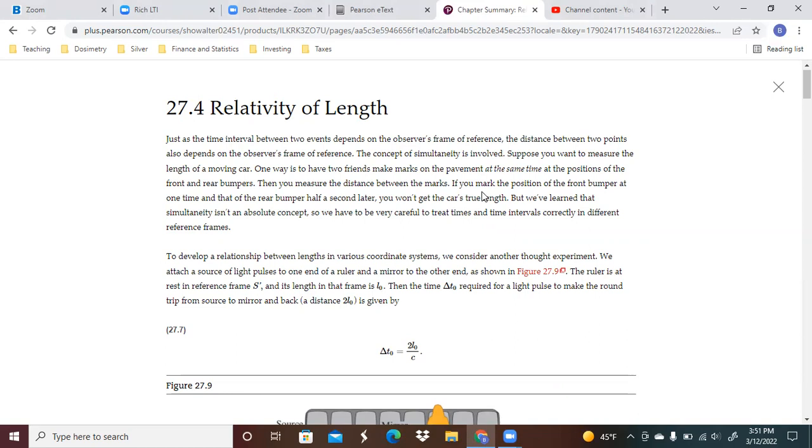If you mark the position of the front bumper at one time and that of the rear bumper half a second later, you won't get the car's true length. But we've learned that simultaneity isn't an absolute concept, so we have to be very careful to treat times and time intervals correctly in different reference frames.